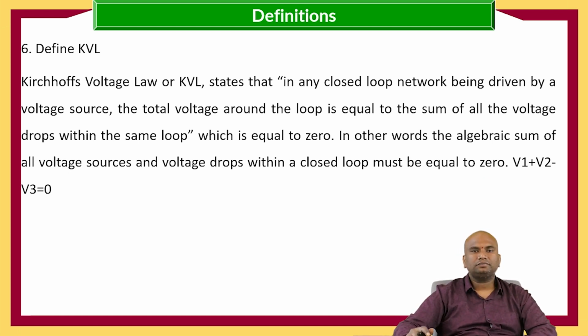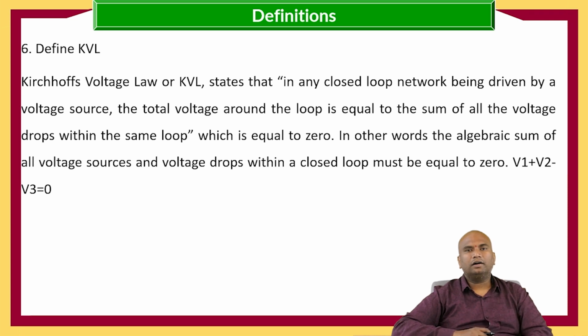Here, KVL is nothing but whatever the sources, the sum of voltage sources is equal to the sum of voltage drops in the circuit, or in a closed path. Or we can also call it the algebraic sum of voltages in a closed path is equal to 0.